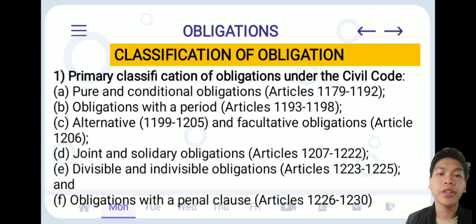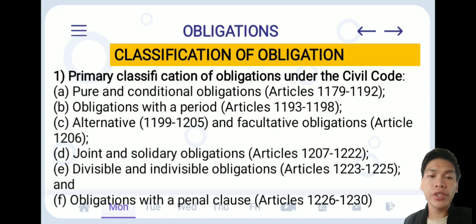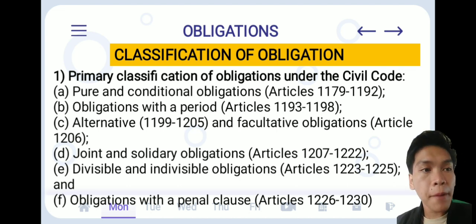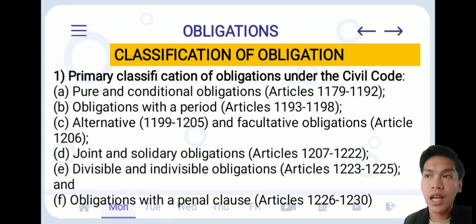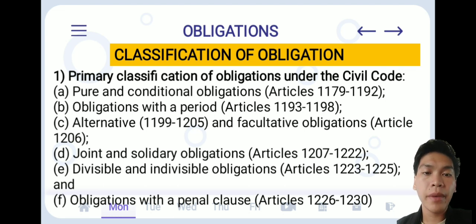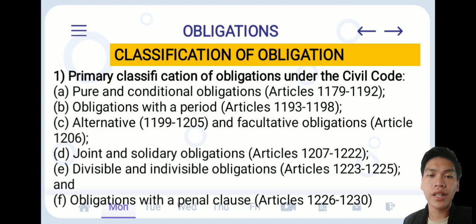Next is the obligation with a period, Articles 1193 to 1198. From the word period, it is all about the specification of a time frame, a specification of the date, as well as the time when or where the responsibility will be finished. Next are alternative obligations, Articles 1199 to 1205, and facultative obligations, Article 1206. Alternative obligations offer multiple ways of fulfillment, while facultative obligations allow for the substitution of a different performance.